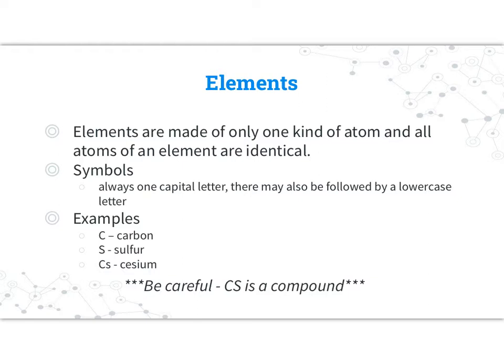Sulfur is just a capital S, 1 capital letter, whereas cesium has both a capital and a lowercase letter. Okay, so this is still representing one atom because there is a capital and then a lowercase. Be very careful how you're writing this, because capital C, capital S is a compound, whereas capital C, little s is an element. And this is a very big deal. So make sure that it's clear what is a capital and what is not when you are writing element symbols.